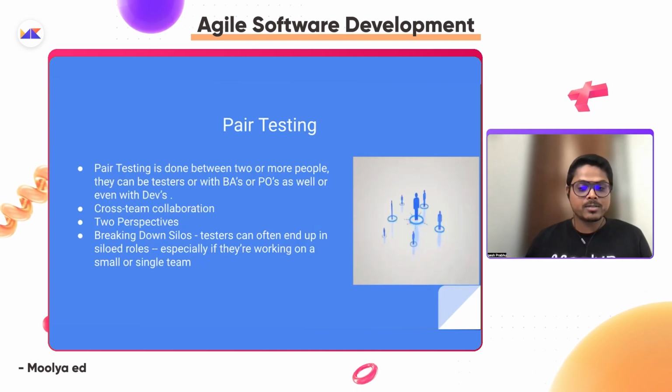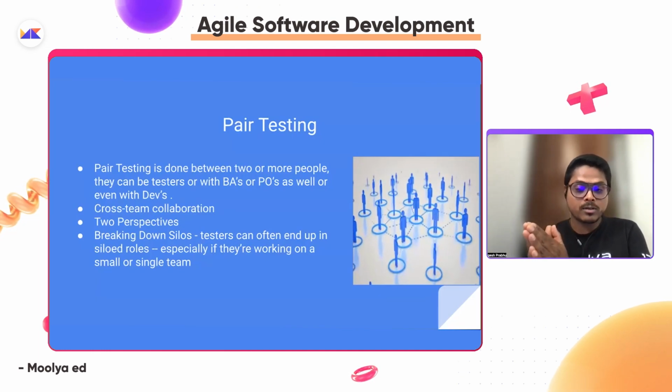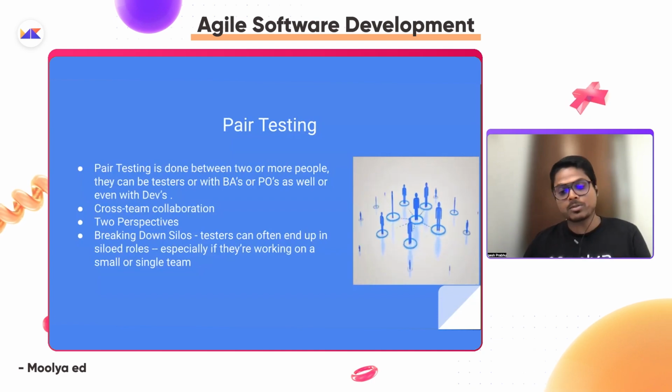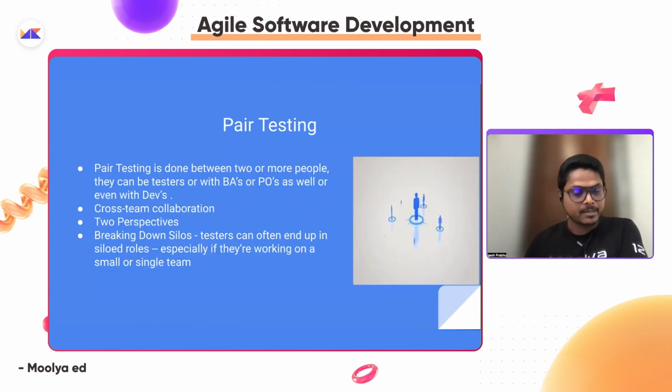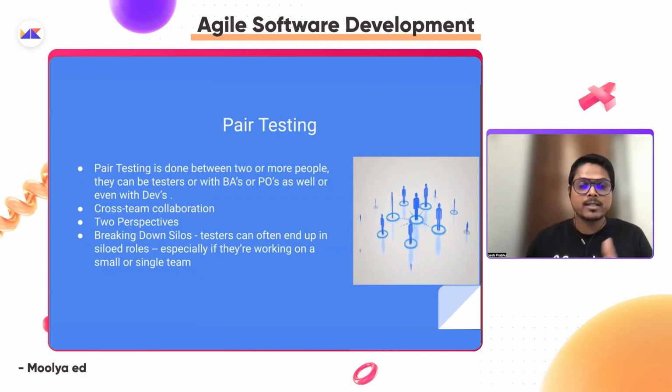Mostly one person uses the mouse and keyboard, while the other person focuses on asking questions, segregating the test process, commenting, analyzing and understanding, or helping the other pair tester, right? Is it the right question? No, these are dumb questions, but still you need to ask.